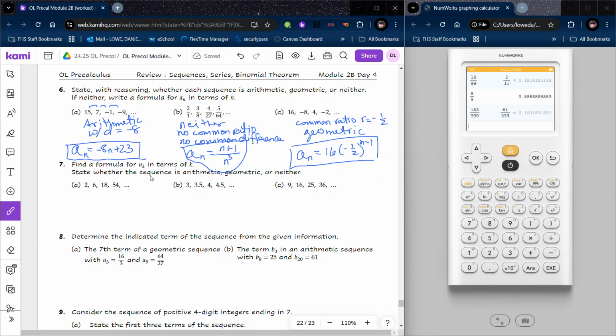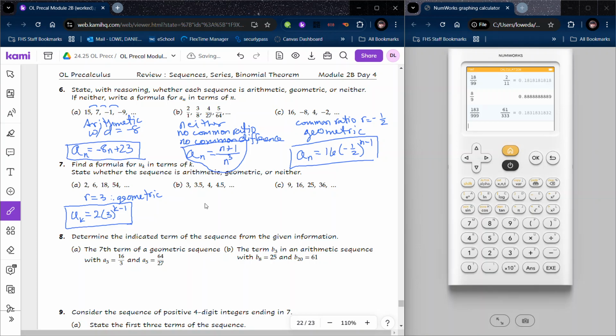Okay. Find a formula for u sub k in terms of k. State whether the sequence is arithmetic, geometric, or neither. So slightly different approach, but similar ideas. 2 to 6 to 18 to 54. All right, we have a common ratio equal to 3. Therefore, we know we're geometric. And our kth term, all right, so we'll say u sub k is going to be equal to, if I'm geometric, 2 times my common ratio raised to my counter minus 1.